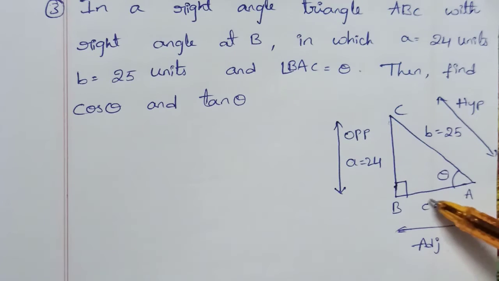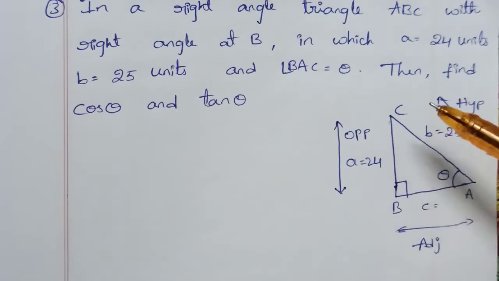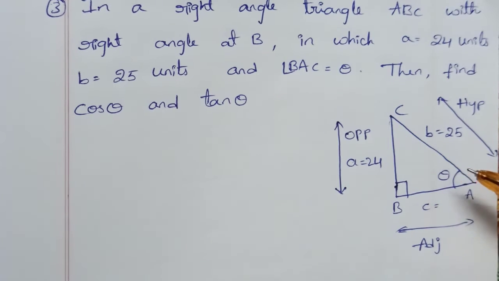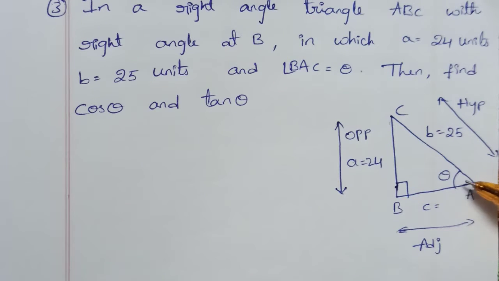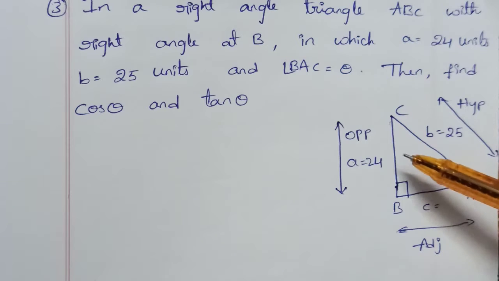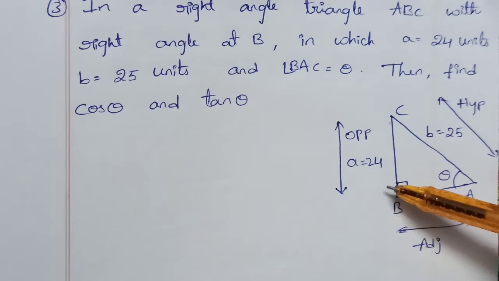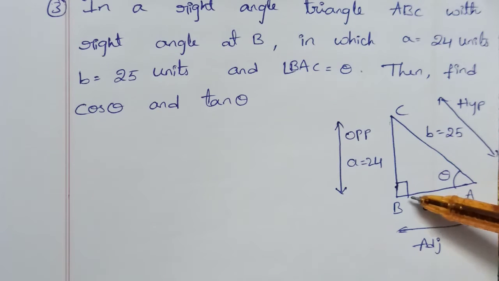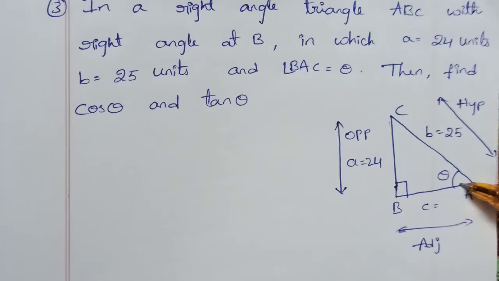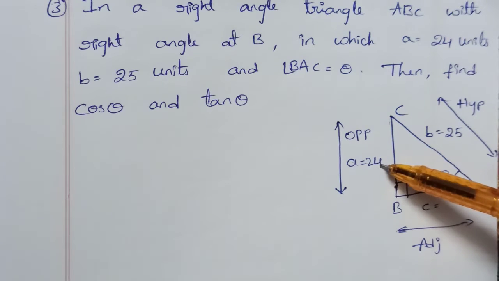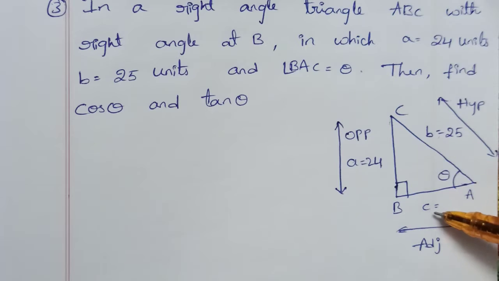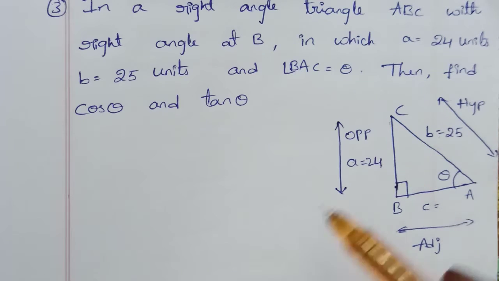Here ABC is the triangle and B is the right angle to the triangle. Here angle is theta. So opposite to the angle is called opposite. BC is the opposite side and AC is the hypotenuse and AB is the adjacent to the angle A. Here A is equal to 24 units, B is equal to 25 units. Now we find the value of C.